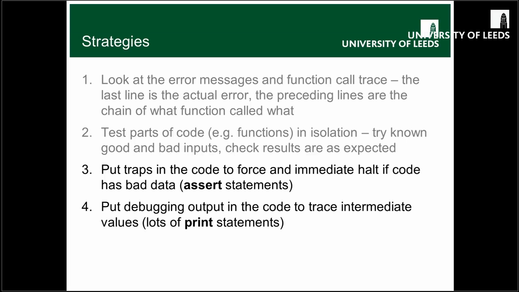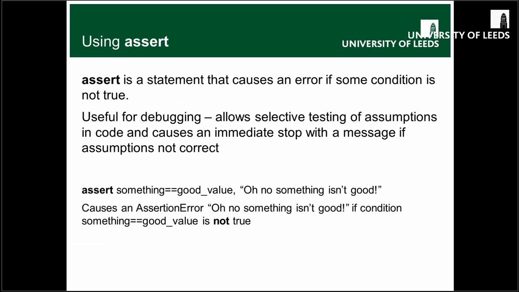So judicious use of print statements is probably to be recommended. Okay, so just to go back over the assert statement, since I'm going to assume that you know how to use print already. Assert basically is a statement that causes the program to stop with an error if some condition is not true. So it's particularly useful for debugging because it allows you to selectively test your assumptions going into a function or in the middle of a function, and then cause an immediate stop with a message that you can define if those assumptions are not correct.